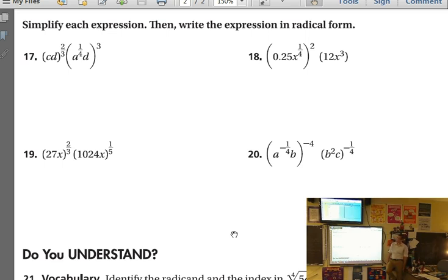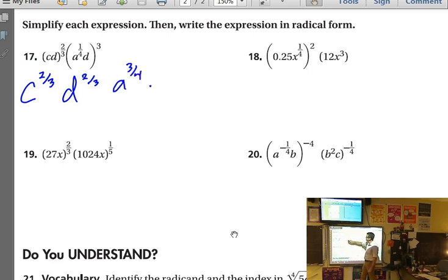Calvin? Distribute the 2/3. Yeah, distribute the powers, right? So C is going to get a 2/3. D is going to get a 2/3. Then this third power, this cube, gets distributed. So A now becomes 3/4, and D gets a power of 3. Then, though, there's more to do.